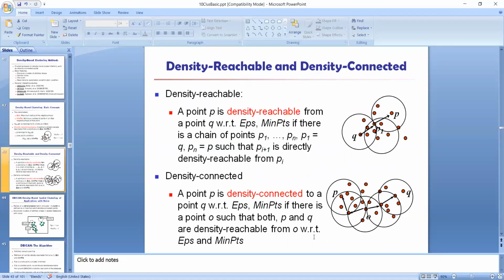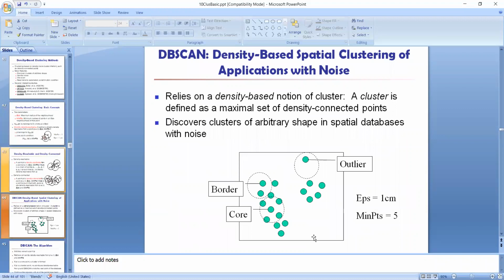density based clustering method. Now we will see one of the most famous density based methods, that is DBSCAN, density based clustering based on connected regions with high density. So we'll see DBSCAN. DBSCAN stands for density based spatial clustering of applications with noise. So what is DBSCAN? We'll see.